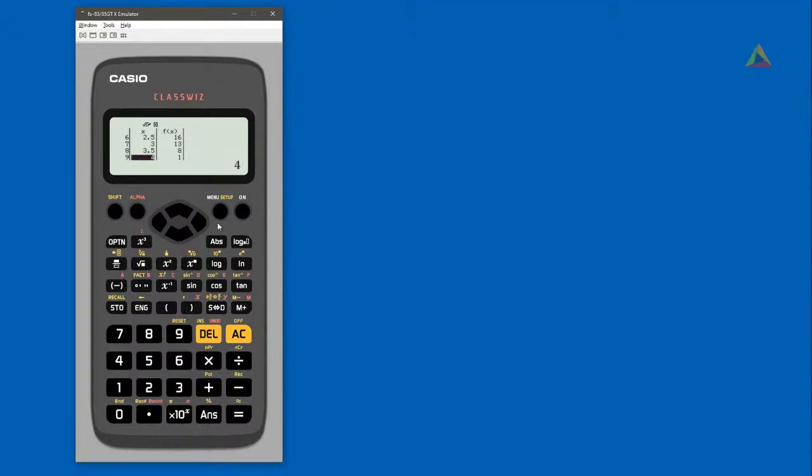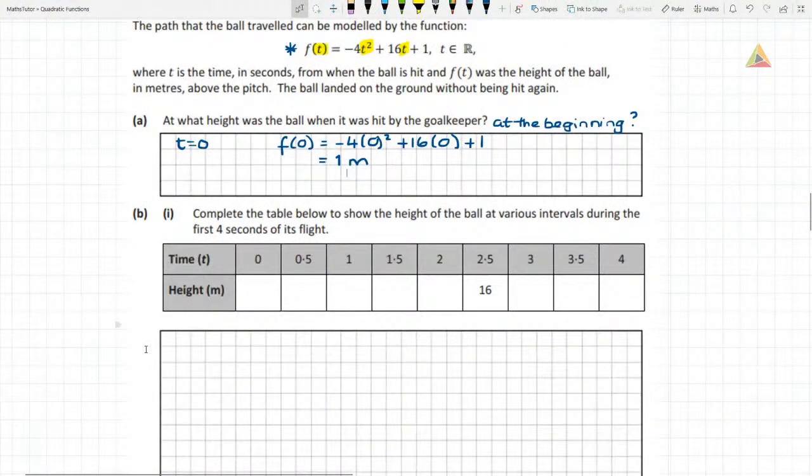When I'm finished with this mode on my calculator, I press menu again, and I come back to number 1, which is just my normal calculator. So we're going to transfer those figures into our table. When the time was 0, the height was 1 meter.